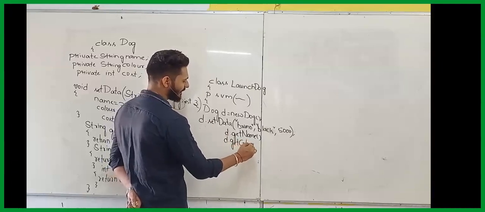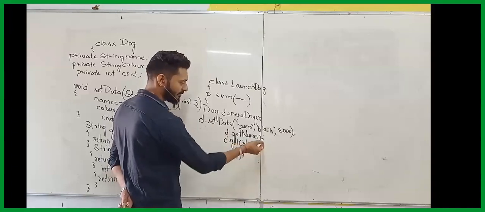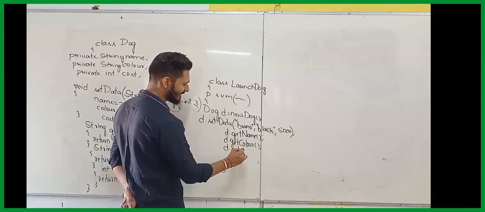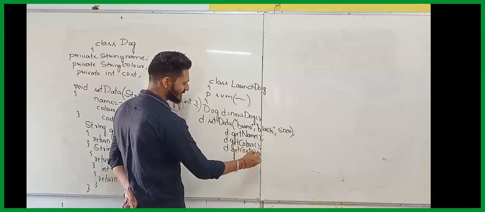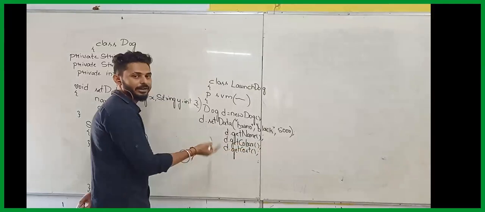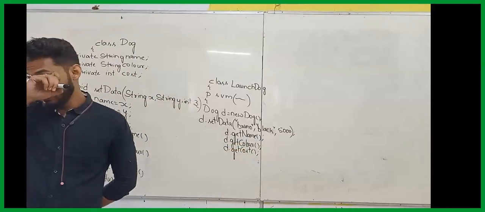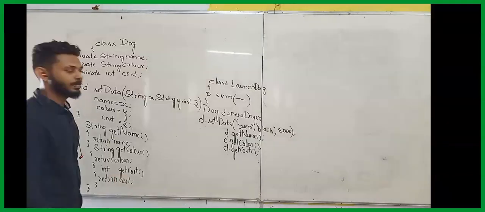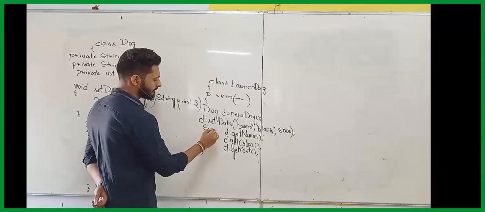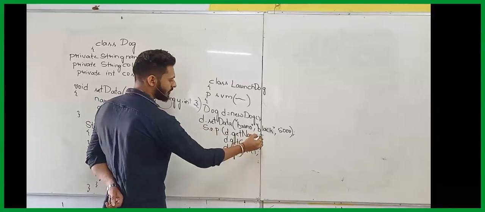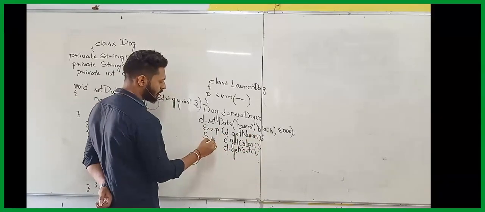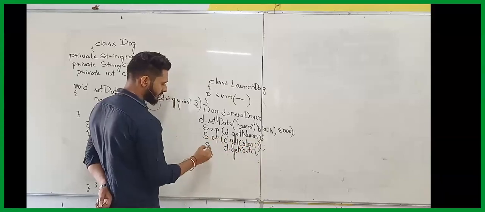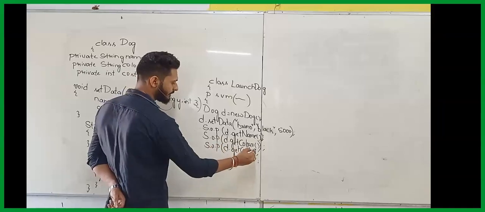Get color, and then semicolon also I have kept. Okay. D dot get cost. Here, whenever I call this, definitely I'll be getting one or the other value. Whatever value I'm getting, what I should do with that? If you want to print it, or if you want to store it and later do some operation, you can do that as well. Got it?